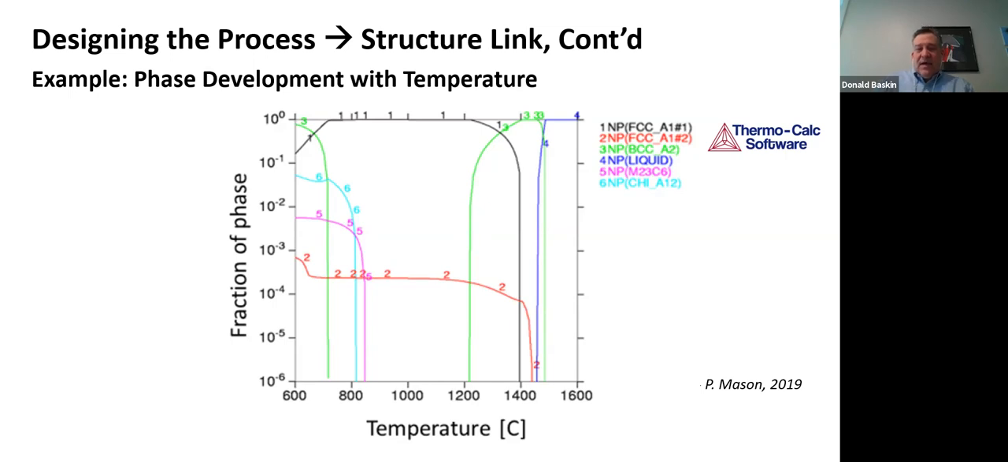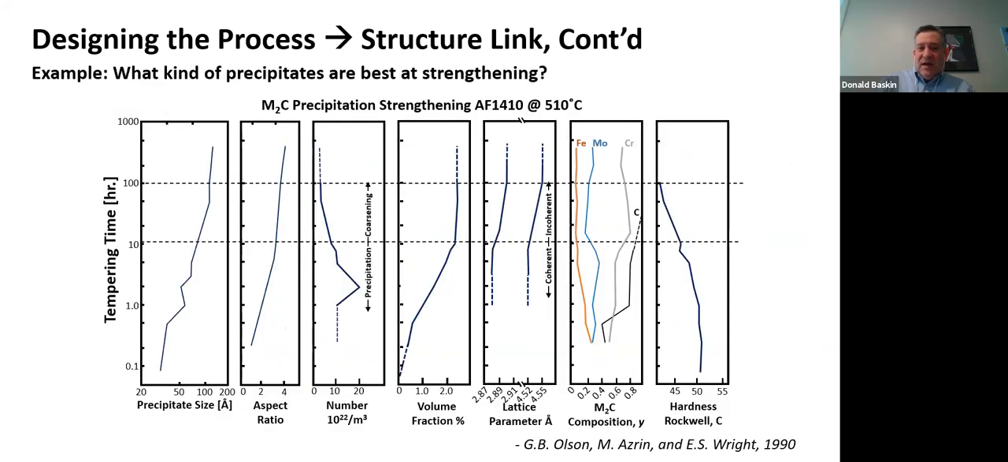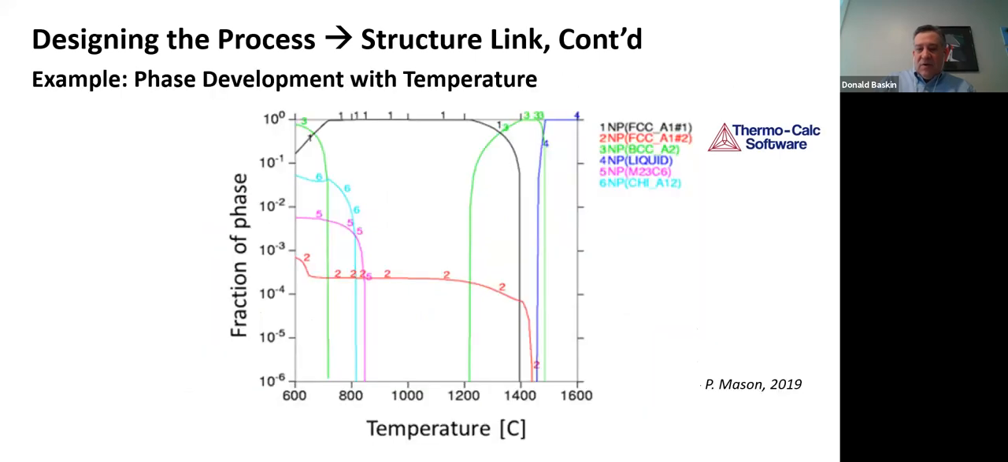So this is a way, again, you use Thermo-Calc to design a material. You're designing the heat treating system in this case. Up here, we were designing the composition. What atoms are we going to put in there? Down here and here, we're designing the heat treatment, to figure out how to get the right microstructure to give us the maximum strength.